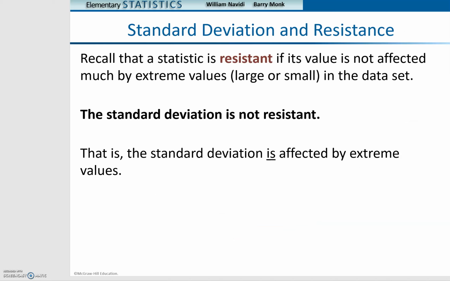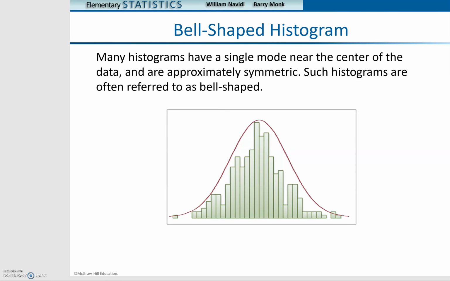And recall that a statistic is resistant if its value is not affected by the extreme values, large or small, in the data set, but the standard deviation is not resistant, so that means it is affected by extreme values. Next is bell-shaped histogram curves. I'm going to stop the video here, and I'll make another one and start up right at this point.